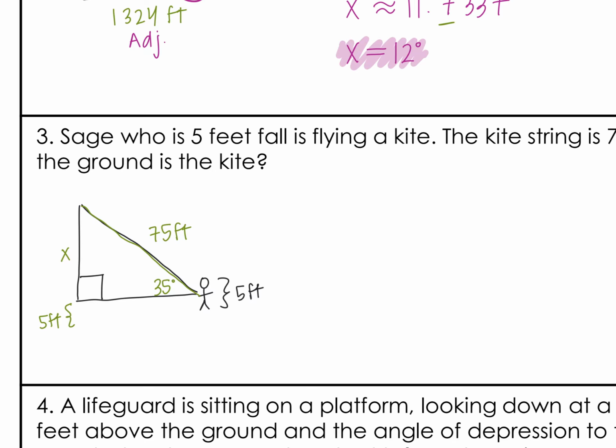Okay, so let's solve for our X first. I'm going to circle my angle, label my opposite, my hypotenuse, and my adjacent. Okay, so looking here, we have opposite and hypotenuse. That should be my sine. And we'll have 35 degrees in my parentheses equals that opposite x over my hypotenuse 75.